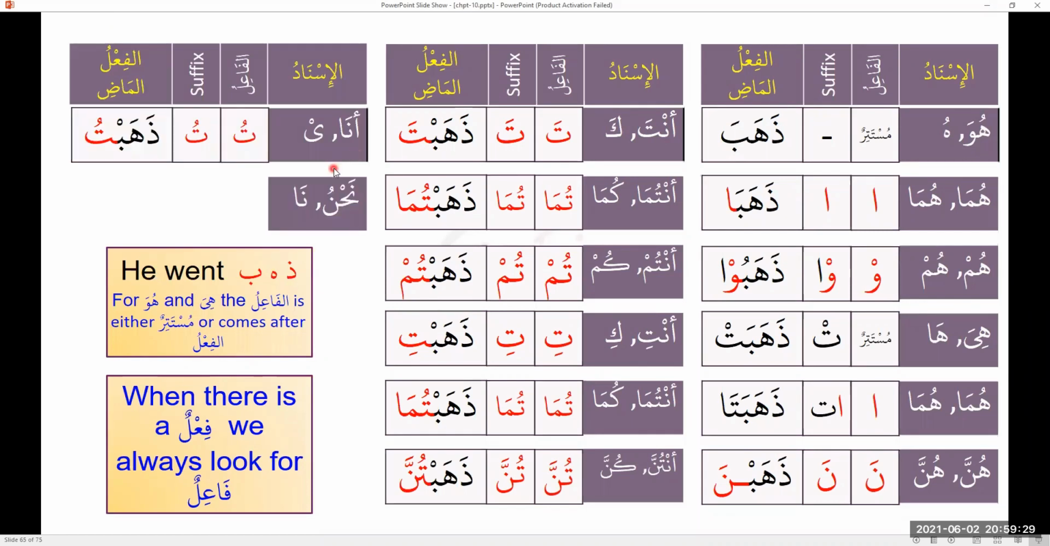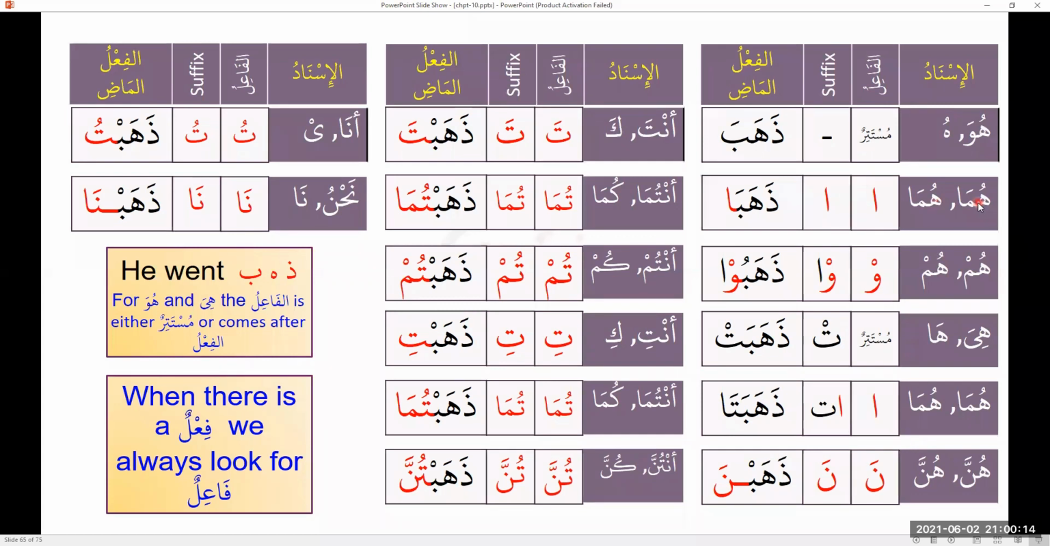Ana, zahabtu. Nahnu, zahabna. Here you have to remember, when it is first person, zahabtu. There is a very small difference between zahabta and zahabtu, and many people get confused between them. Remember that anta, zahabta. But when it comes to ana, it is zahabtu. And nahnu, it is zahabna. Understood, brothers and sisters? Okay, so these are all the combinations of the fi'l and fa'il.